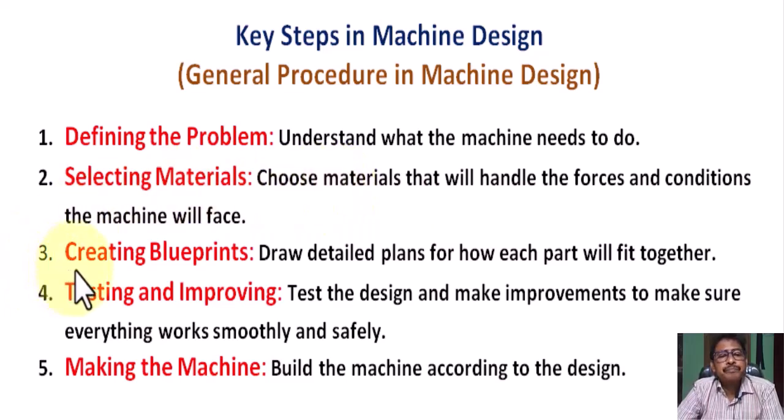Number 3, creating blueprint. Draw a detailed plan for how each part will fit together. That means draw a detailed plan or diagram showing how each part of the machine fits together. This is like a roadmap for building the machine.